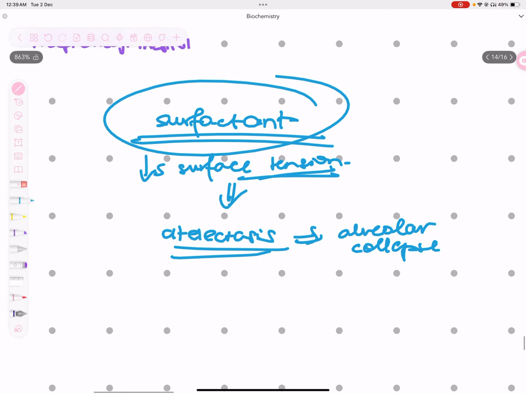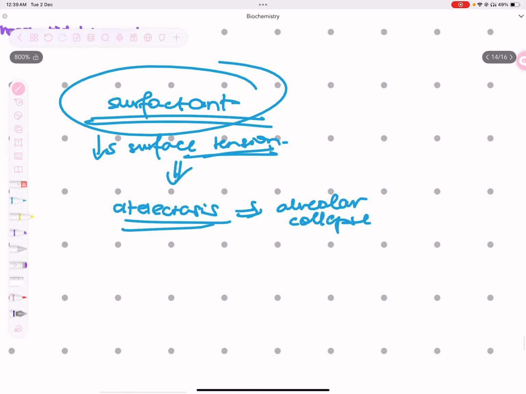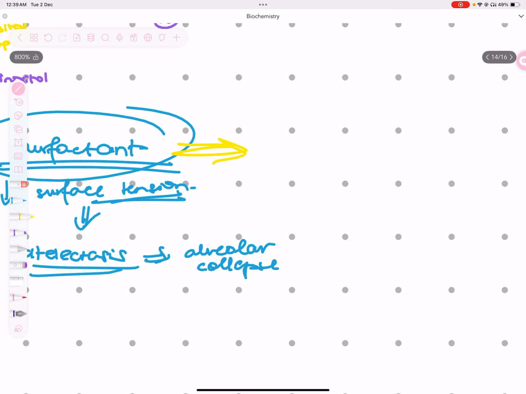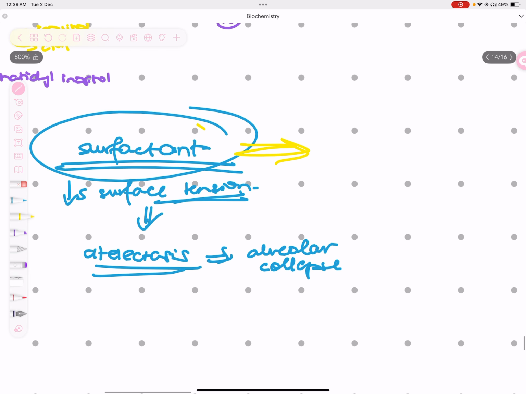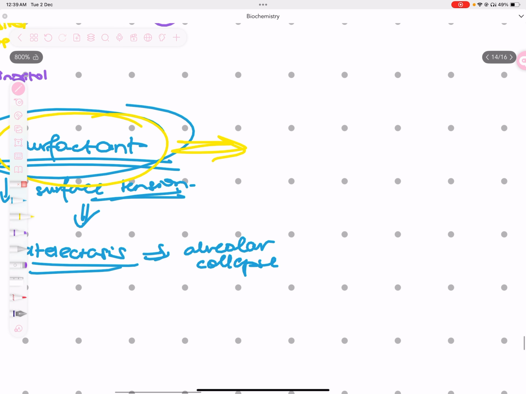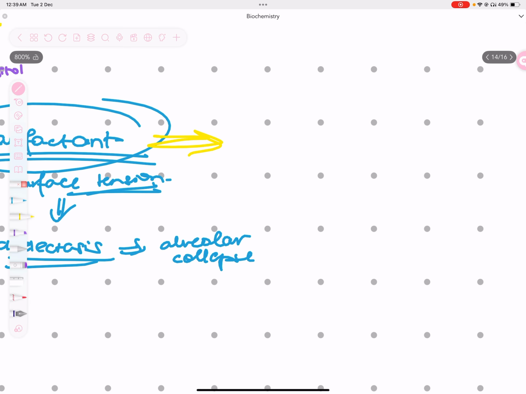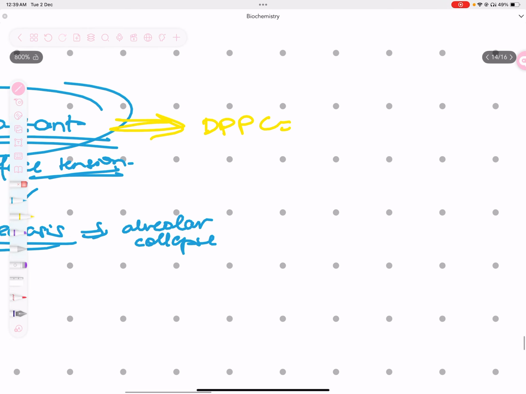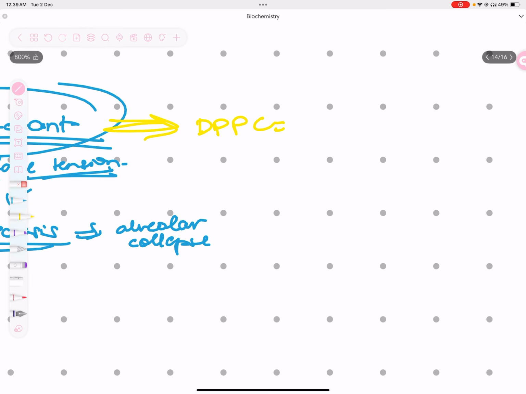Now you may be wondering, why am I talking about surfactant out of nowhere? So it's important to tell you that when you are talking about phosphatidylcholine, the phosphatidylcholine is one of the constituents of surfactant. अब phosphatidylcholine कैसे surfactant का constituent है? If you pay attention at the clinical name of your surfactant, it is DPPC, which is dipalmitoyl phosphatidylcholine. Dipalmitoyl phosphatidylcholine, or you can say dipalmitoyl lecithin.